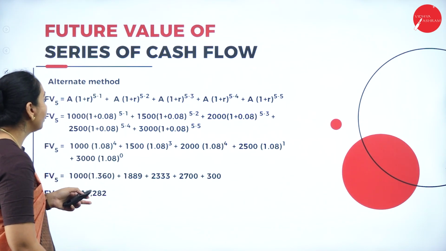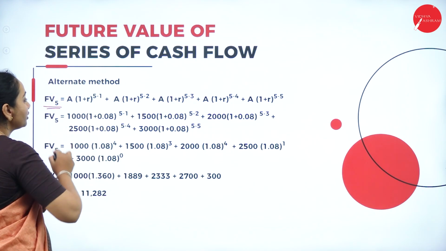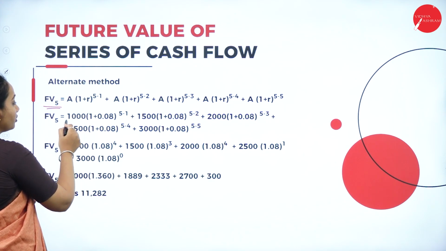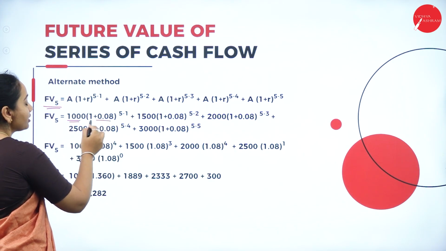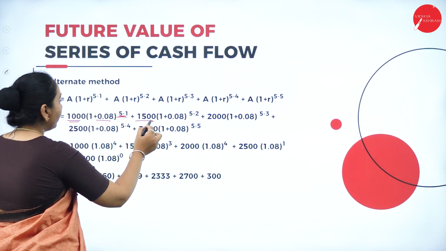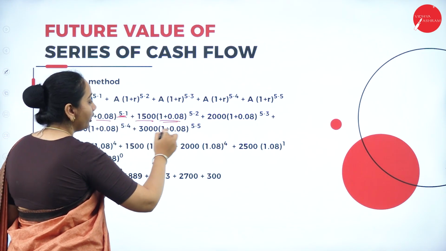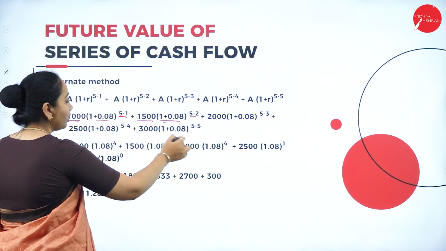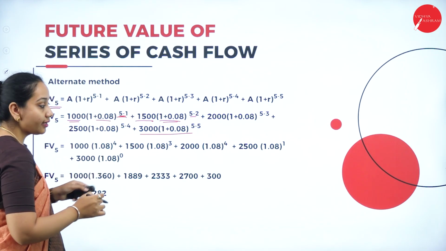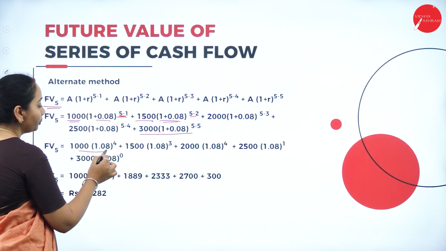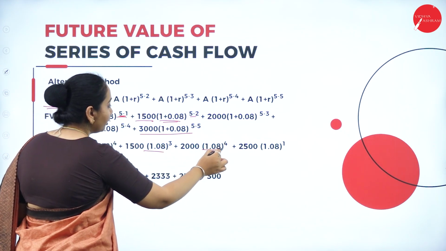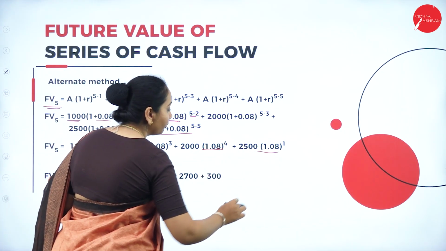There's another way, an alternative method. I've taken the same equation. So future value is equal to 1,000 into (1 plus 0.08) to the power of 5 minus 1. So 1,500 into (1 plus 0.08) to the power of 5 minus 2. Like that, we are going to calculate till the 5th year. So next step, I have taken 1,000 into 1.08 to the power of 4, 1.08 to the power of 3, 1.08 to the power of 2, then 1.08 to the power of 1.